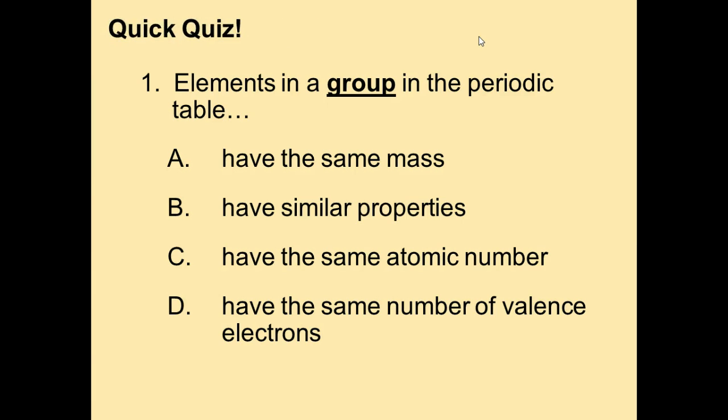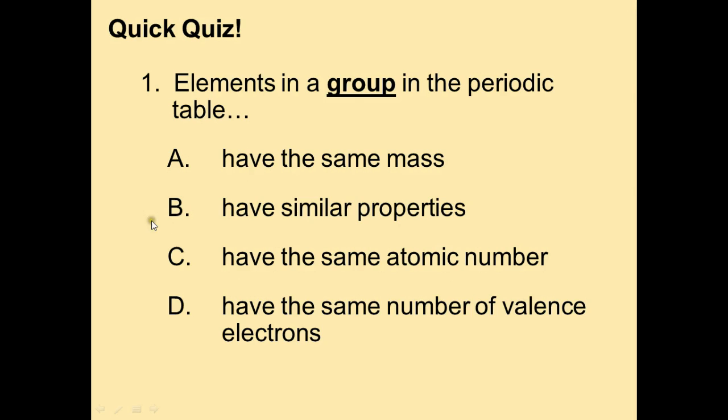And here's a quick quiz to see what you learned. 1. Elements in a group in the periodic table, A, have the same mass, B, have similar properties, C, have the same atomic number, or D, have the same number of valence electrons. So in a group, which is a vertical column, elements have similar properties, that's definitely the answer, because they have the same number of valence electrons.